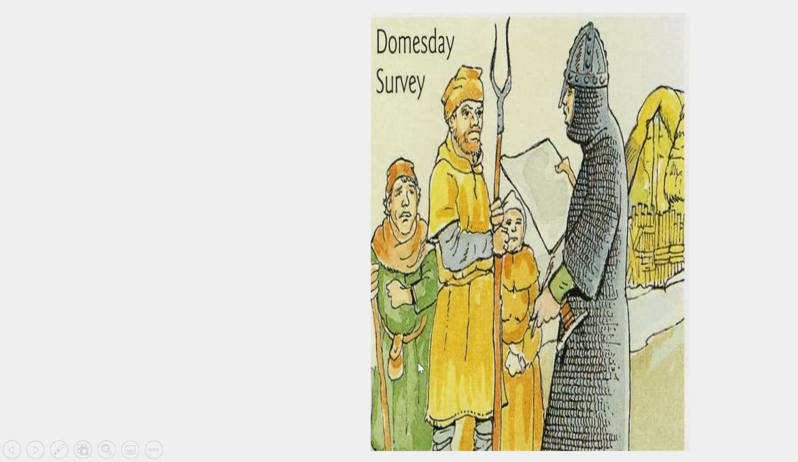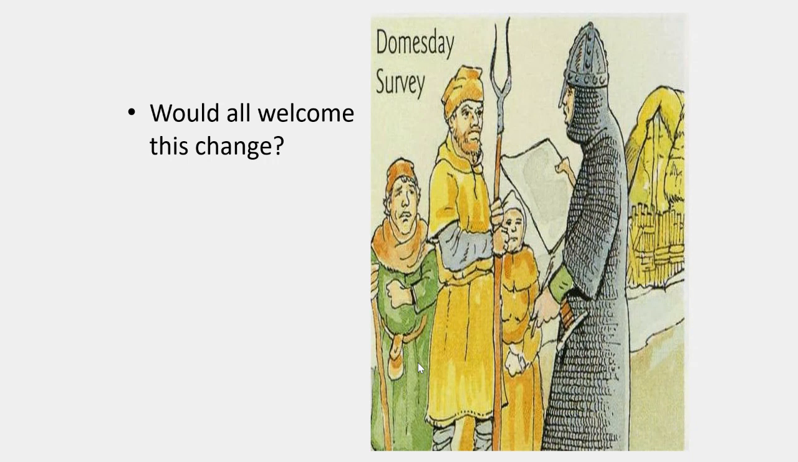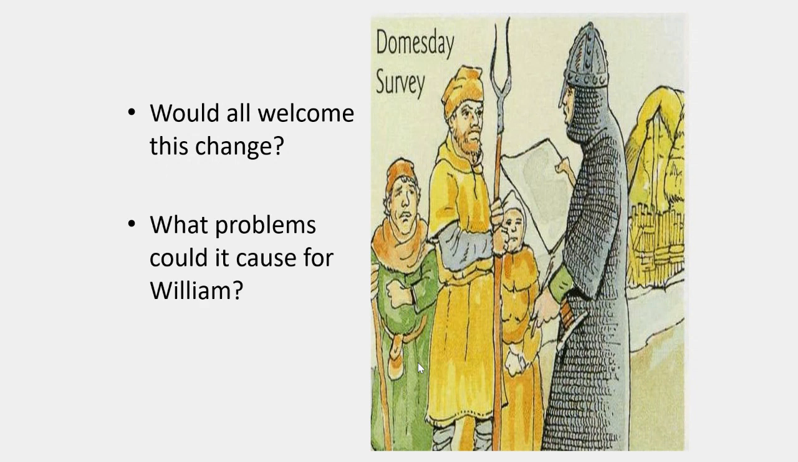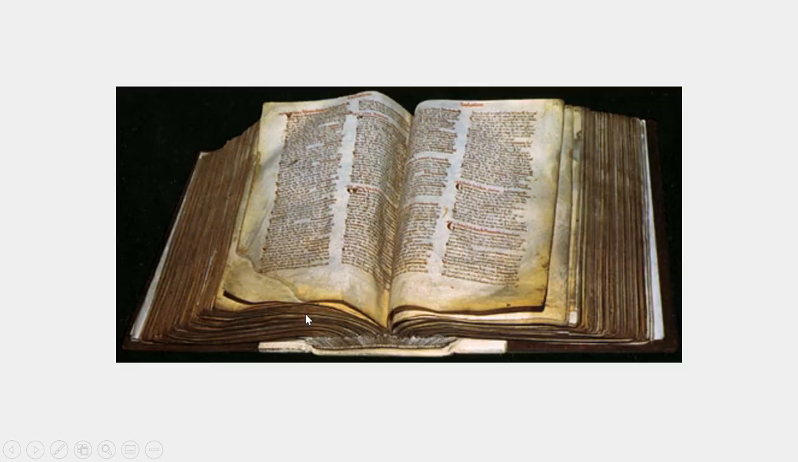Now, we've got a drawing, not a primary source, a secondary source, of this survey going on, and I've got the question there: would all welcome this change? Well, I'm not going to have you do the answers here, but the answer is probably not, because, for obvious reasons, they don't want to give him their money. Now, what problems might this cause for William? Well, it caused lots of problems because he wants the people to be loyal to him. He wants them to respect him, but it's going to cause problems if he's seen to be taking their money.